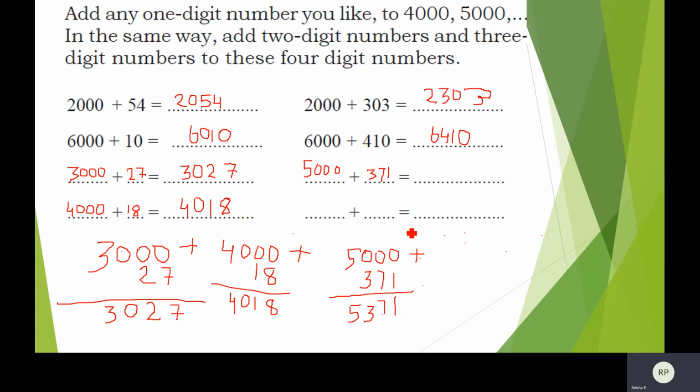Okay, so the answer is 5,371. That is the answer, 5,371. So now what about 8,000? Let's write 8,000.